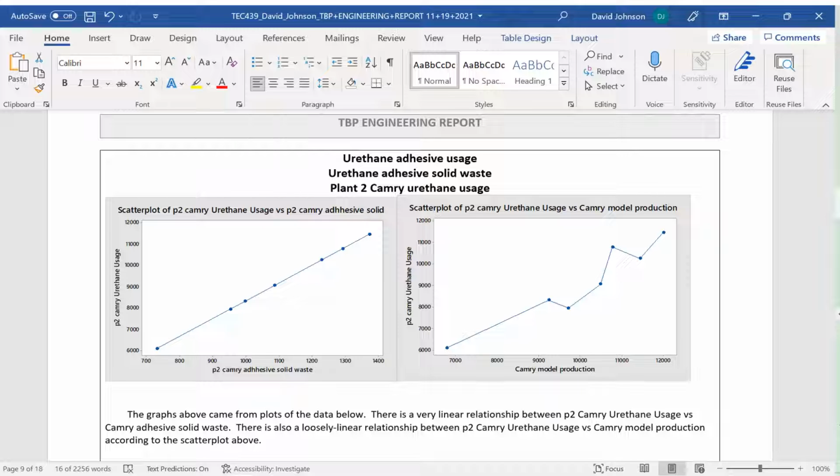There's also a loosely linear relationship between the Camry urethane usage and the Camry model production. So this is to say that the more cars that you produce, the more waste you're going to get. And there seems to be a linear relationship, although this one is less linear than this one, between the two.